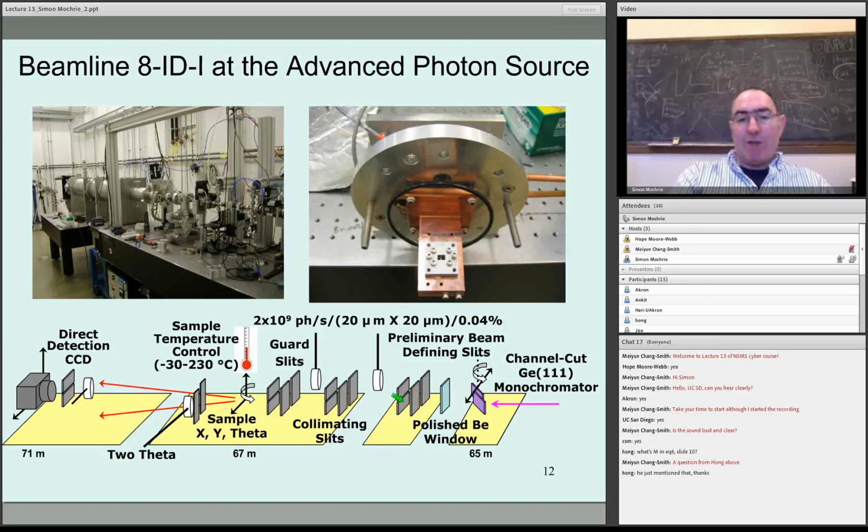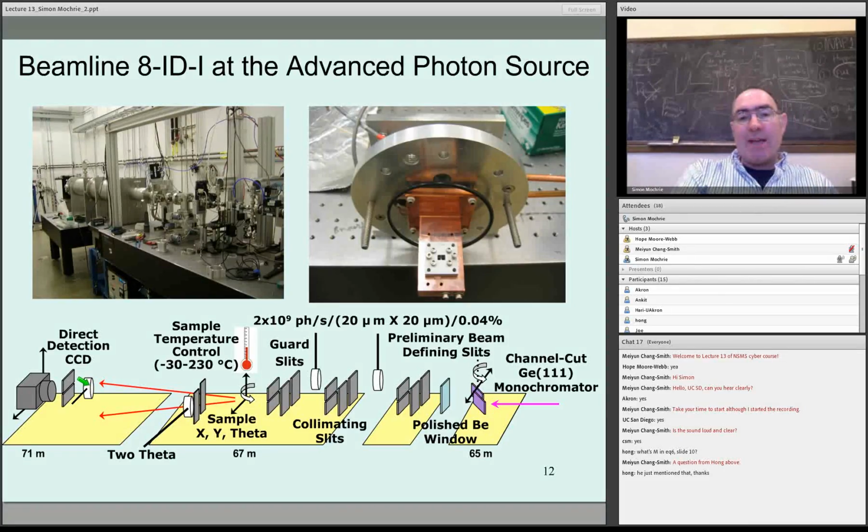And then there are a bunch of slits here, here, and here that define the beam size to be about 20 microns by 20 microns, and also remove any scattering that comes from the process of defining the beam to this small size. Then there's a sample whose temperature can be controlled through some range, and then the X-rays are scattered from the sample and then proceed to the X-ray detector that's set up here. Okay, so that's the geometry.